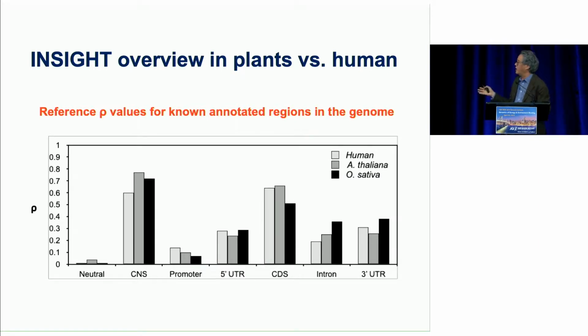And you can see that in general, the results are concordant across these three species. For example, the neutral sites have very low rho values, conserved non-coding sequences and coding sequences have fairly high rho values, and then the rest have intermediate levels of rho values. And the levels across the different species are comparable to each other. So the Green Insight system was working in our lab.